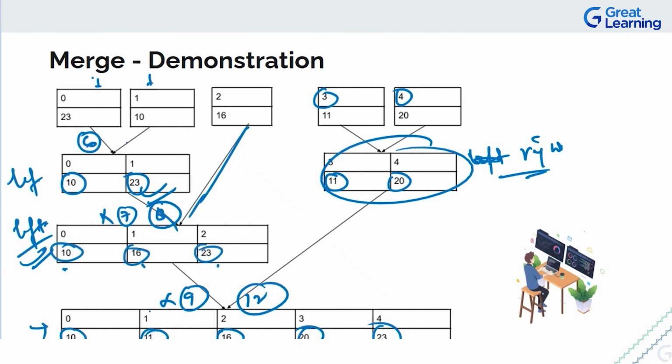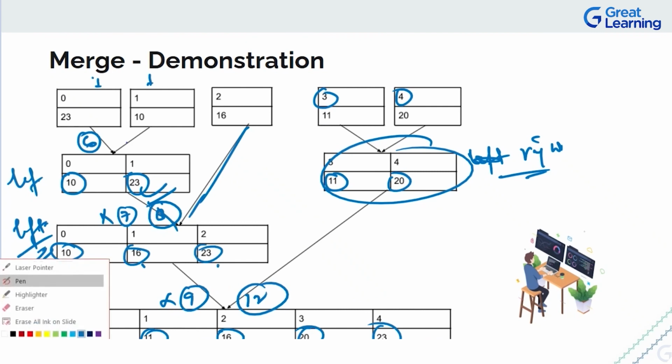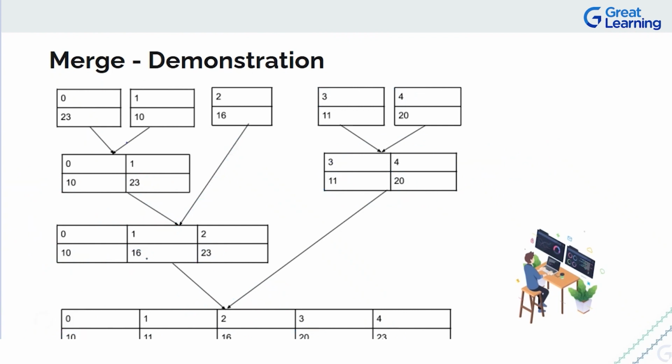So if one of the arrays is exhausted, the next array's elements can be directly inserted in your original array. Let me erase this. And you see, you have your left array, which is sorted, and then you are merging it with the right array, which is also sorted. Now, if one of the arrays is exhausted, either the left array or the right array, the elements from the other array can be directly inserted in the original array, because we know the elements in either of the arrays, left or right, are sorted. Okay. So this is how you execute your merge function.